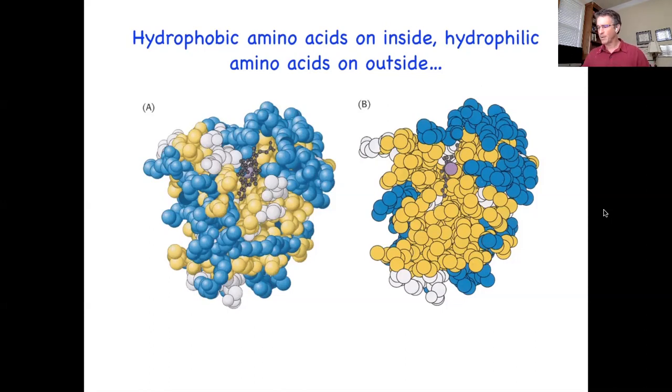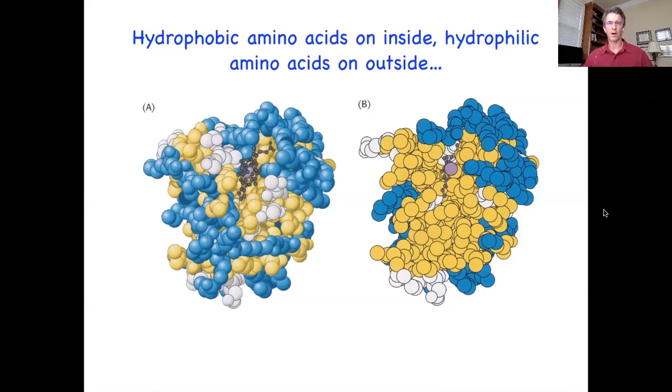Some other general properties of globular proteins: they tend to be compact. They're less frequently extended. They can become a little extended, and you can use a globular protein to make a more extended structure. Things like actin and tubulin are really good examples of that. But in general, the individual subunits of globular proteins tend to be significantly more compact.